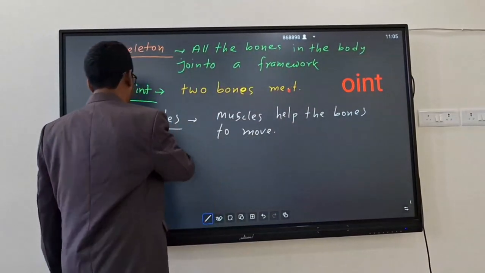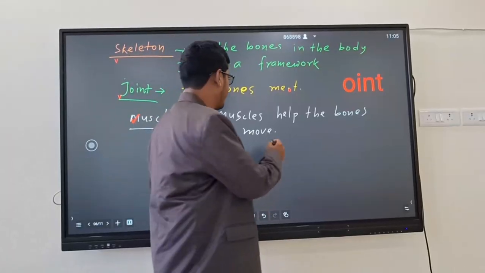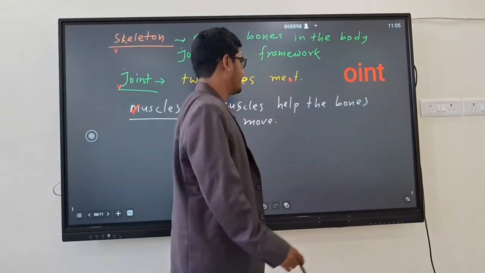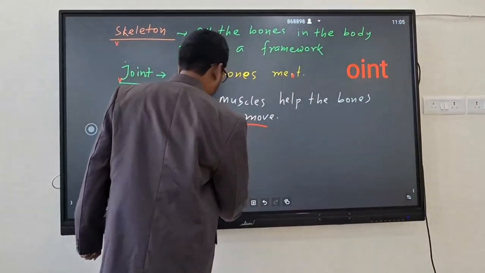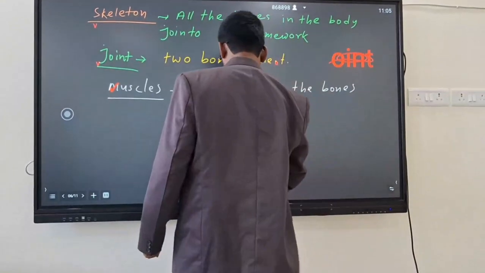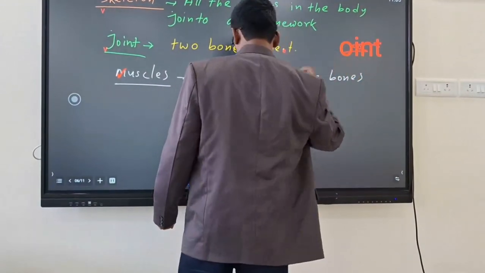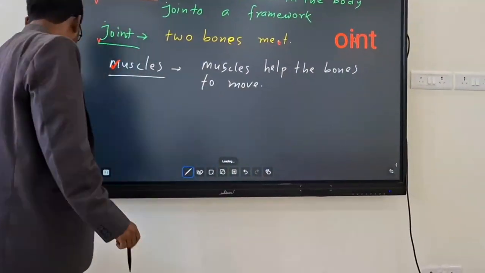It is called a joint. What is muscle? Muscle helps us with bone movement. Is it clear? Okay. Now, next slide.